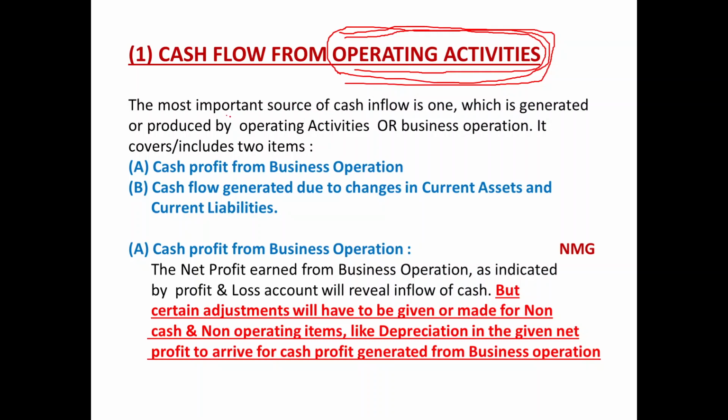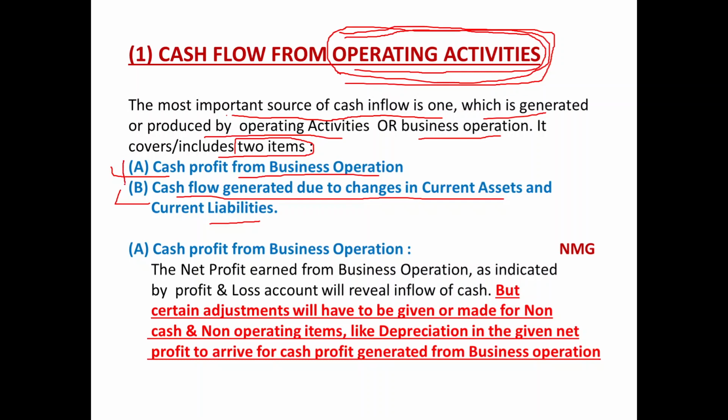Let us start. As I told you, ideally maximum cash flow should be generated from this title only. Maximum calculation will be there for this title. So have a total focus on the discussion of this first title. The most important source of cash inflow is one which is generated by operating activities or business operation. It covers two items or two subheadings. A. Cash flow, meaning cash profit from business operation, and number 2, that is B. Cash flow generated due to changes in current assets and current liabilities. Under these two subtitles, we have to decide the cash flow generated from operating activities.